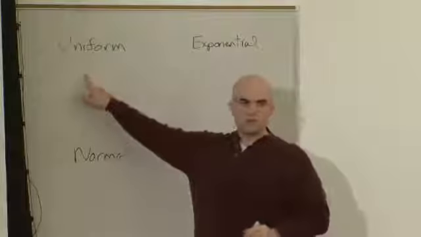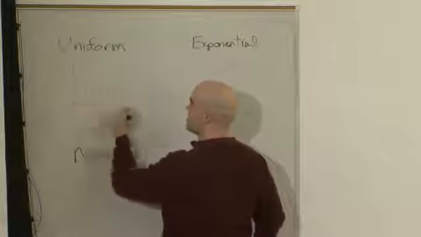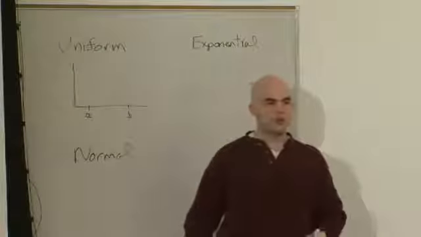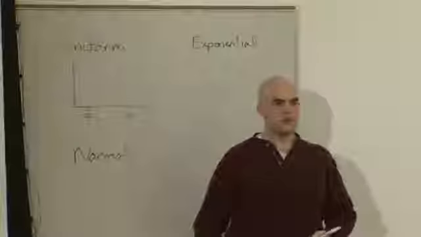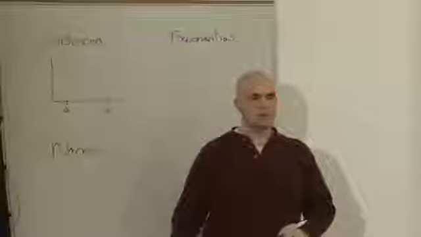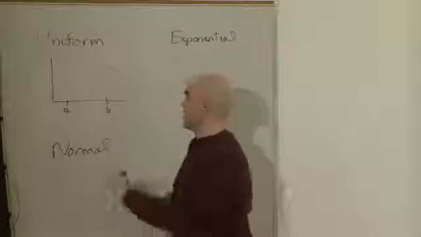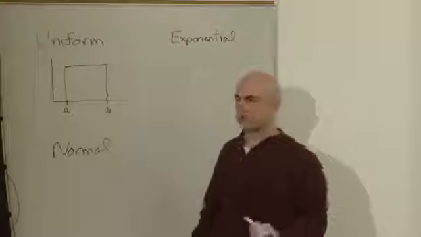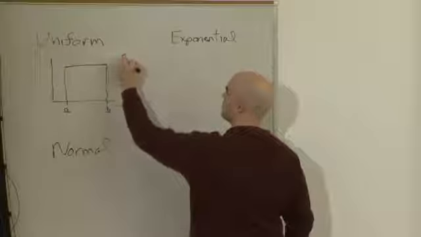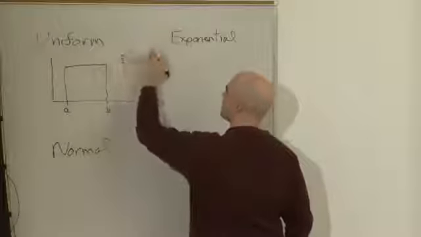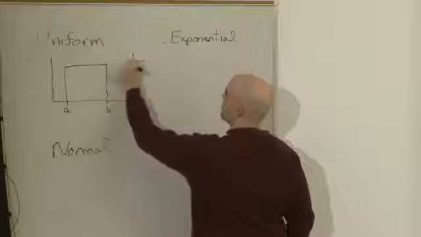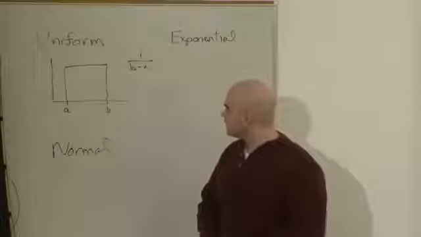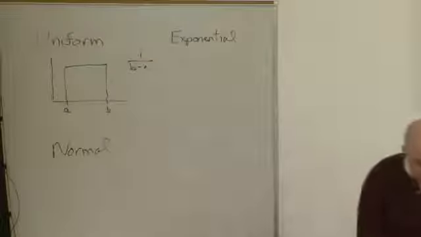So for uniform, what would this look like if I were to plot this as a histogram? And I have endpoints A and B. Someone clue me in? So it's going to be a horizontal line, right? And if we were to look at the function for this, now, actually, the probability would be 1 over B minus A for all points between A and B. So let's look at this graphically.